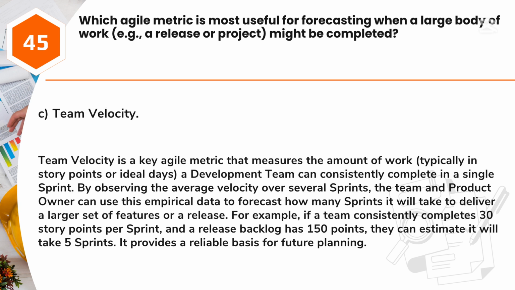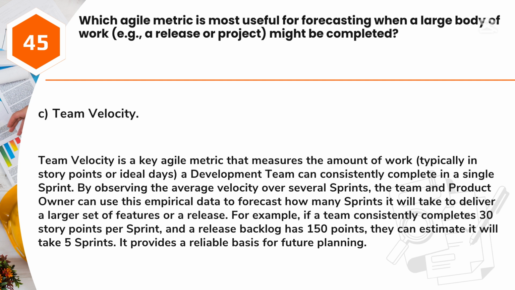Answer: C. Team velocity. Team velocity is a key Agile metric that measures the amount of work, typically in story points or ideal days, a development team can consistently complete in a single sprint. By observing the average velocity over several sprints, the team and product owner can use this empirical data to forecast how many sprints it will take to deliver a larger set of features or a release.